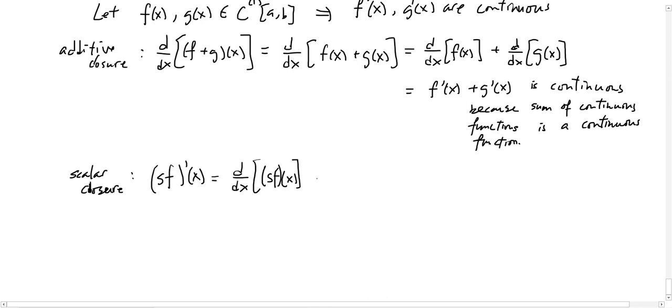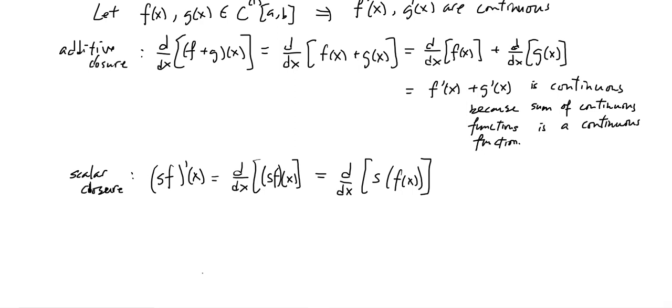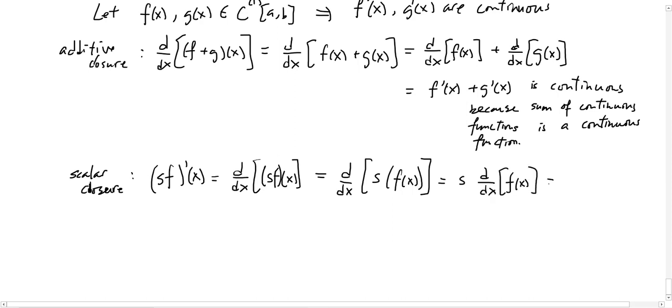And based on the way we define scalar multiplication, s times f of x is the same thing as s times f of x. Notice these are properties that we define for how scalar multiplication works and how vector addition works for continuous functions. So now, according to what we know about derivatives, I can pull the s out and just form the derivative of f of x. And so therefore that forms s times f prime of x.